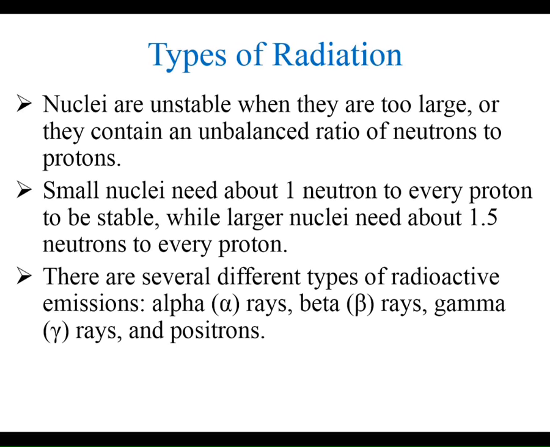Okay, so we're going to look at 4 kinds of radiation. We're going to look at alpha, beta, gamma, and positrons. I want to cover each of these, so you'll see them on the next slide.